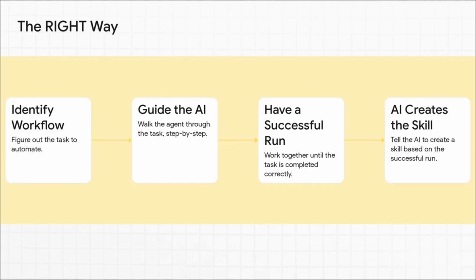So here's the right way. It's crucial. You identify the workflow, but then you work with the AI. You guide it step by step through the entire task. You're basically doing the job together. Once, and only once, you get a perfect result, you then say, okay, that was great. Now look at our chat history and create a skill based on that successful run. You've just given it the perfect blueprint.